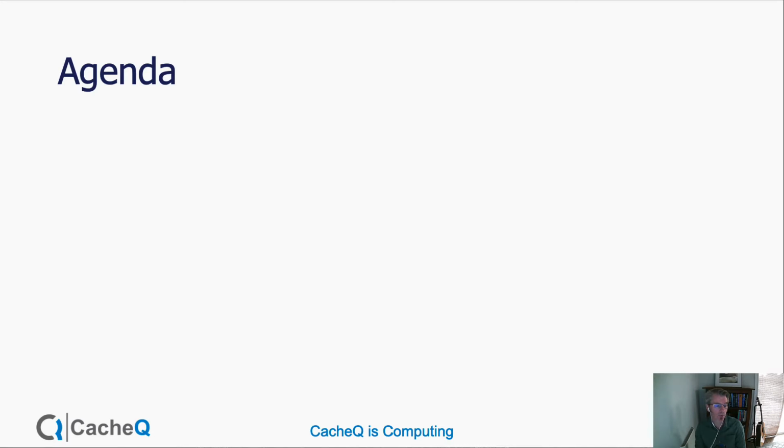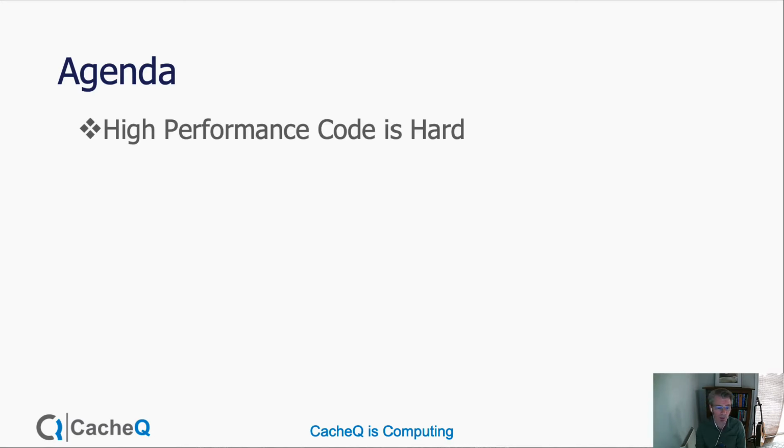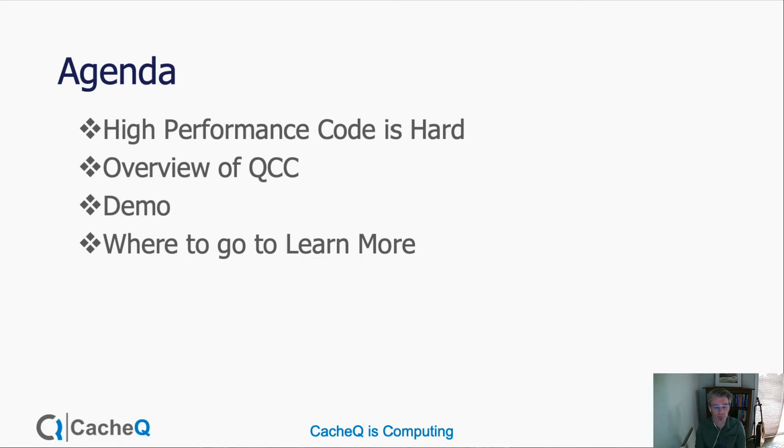Just as a quick overview of what we're going to talk about today, I'm going to give you a little background on why writing high-performance software is challenging. I'm going to introduce and give you an overview of CacheQ Systems compiler collection, which is called QCC. I'm going to do a quick demo, and then I'll leave you with some links or where to go for more information.